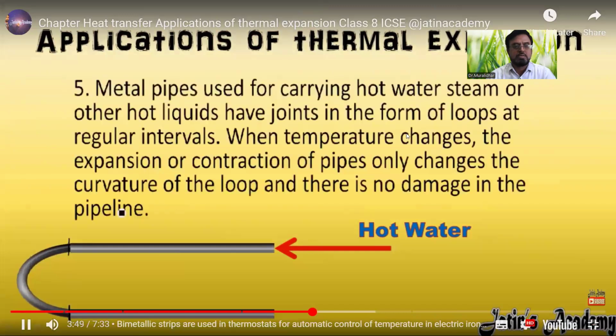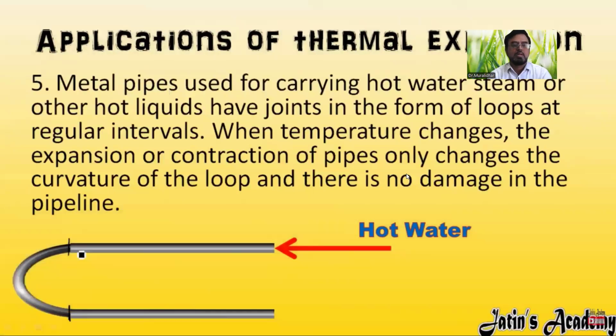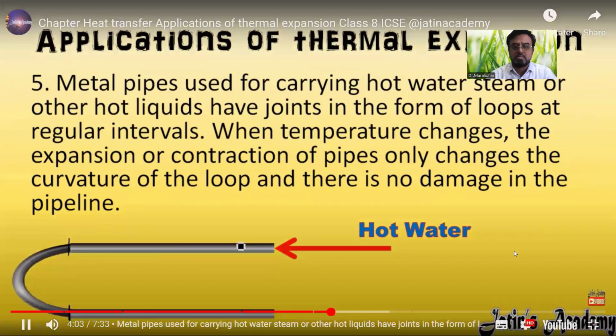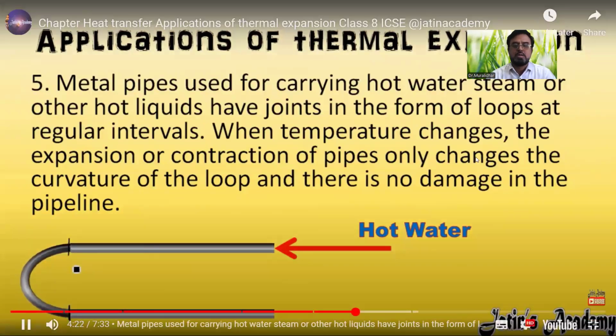Okay. So metal pipes used for carrying hot water, steam or other hot liquids have joints in the form of loops at regular intervals. It means whenever there is a change in temperature, even whenever we put hot water or cold water into the metal pipe, there is an expansion or contraction in the metal pipes. In order to adjust to the expansion or contraction, there are small loops so that it can easily adjust. And if there are no loops at regular intervals, then the metal pipes may get damaged.